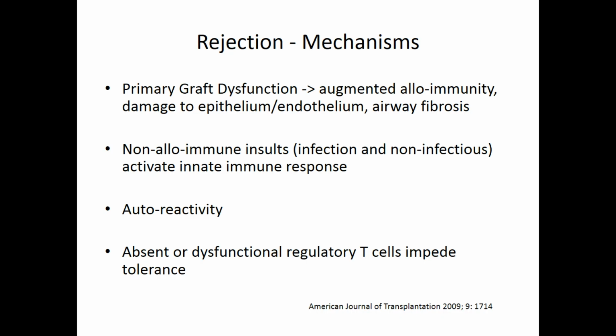Mechanisms that contribute to rejection include primary graft dysfunction, as already mentioned, which can lead to augmented alloimmunity, damage to epithelium and endothelium, and airway fibrosis, as well as non-alloimmune insults such as infection and non-infectious complications, which activate the innate immune response. Autoreactivity is also a potential factor, and the absence or dysfunction of the regulatory T cells that allow for tolerance can contribute to the development of rejection in solid organ transplant recipients.